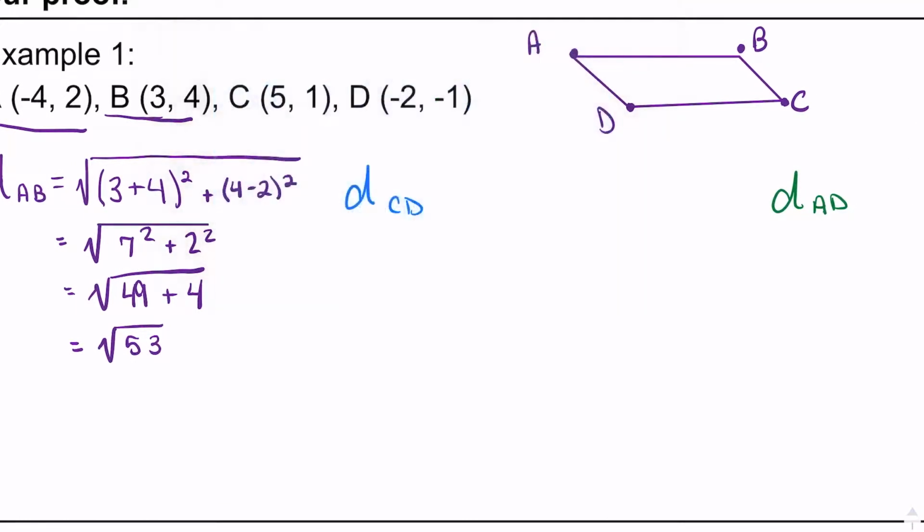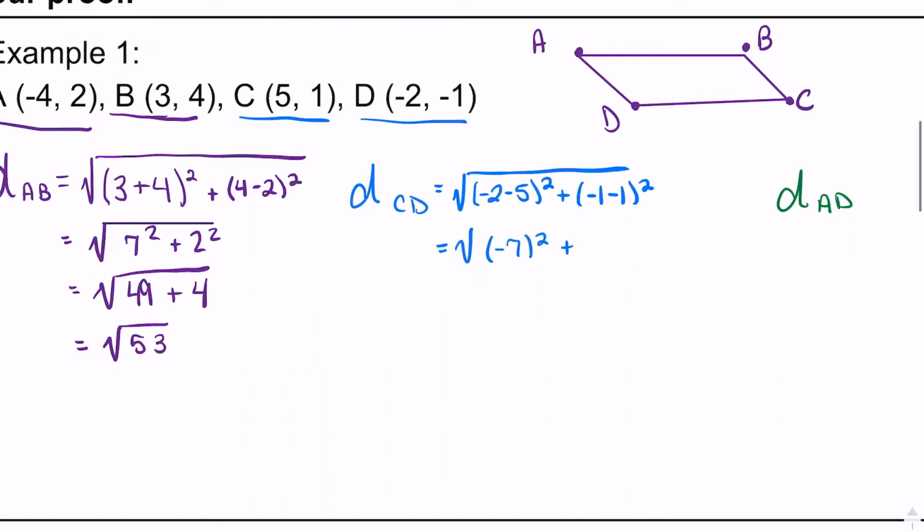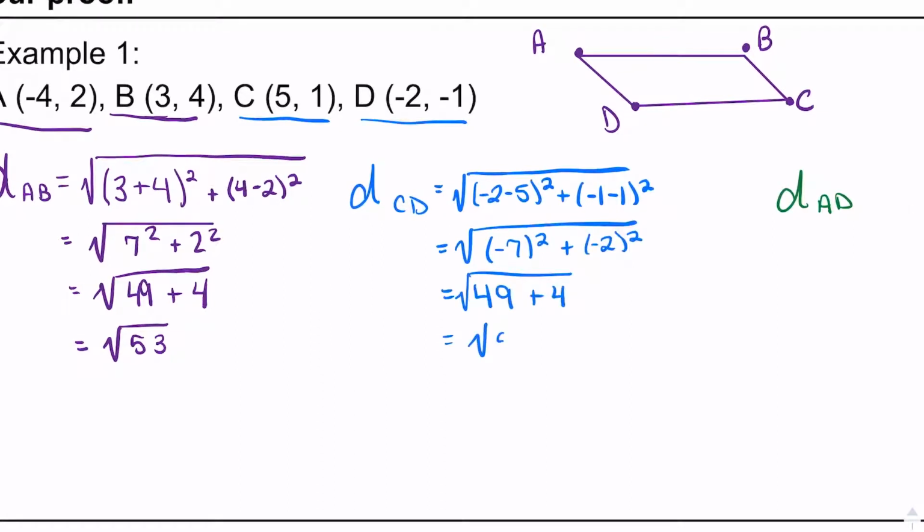Now we're going to check the bottom to see if we get the same. So the bottom of our parallelogram would be line segment CD. So now we're looking at these 2 points. So x2 minus x1 will be negative 2 minus 5. y2 minus y1 will be negative 1 minus 1. Simplifying, we see that we get the same thing. So that means that line segment AB is congruent to line segment CD.